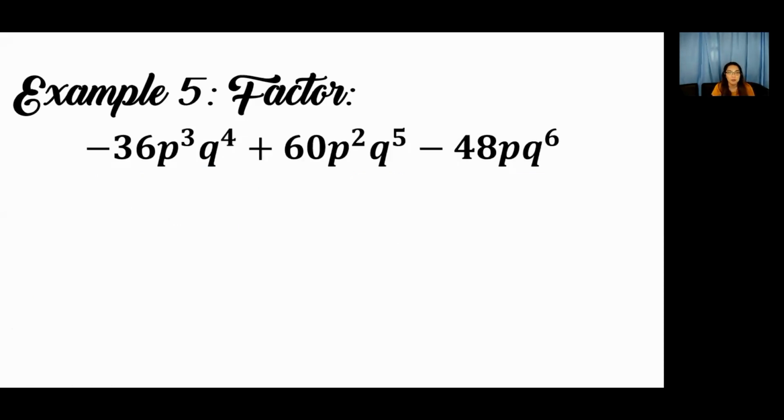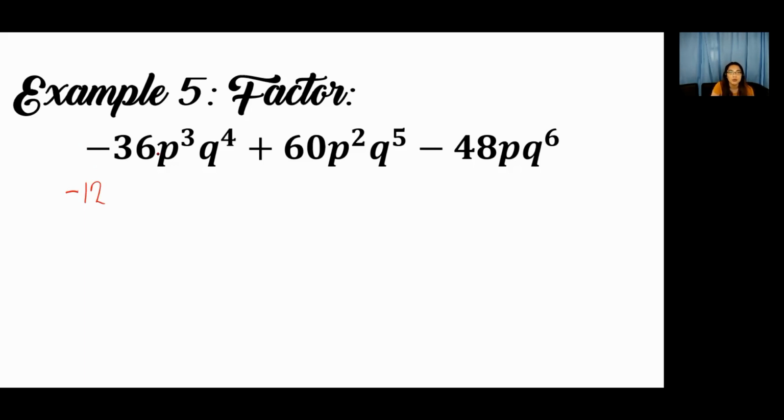For our last example, we have this trinomial, negative 36p cubed q to the 4th, positive 60 p squared q to the 5th, and negative 48 p to the 6th q to the 6th power. So, first step natin is to find the GCMF. And let's start with the constants or the coefficients. Negative 36, positive 60, and negative 48. So, what is the greatest number that we can divide out of these 3 coefficients? So, that's no other than negative 12.